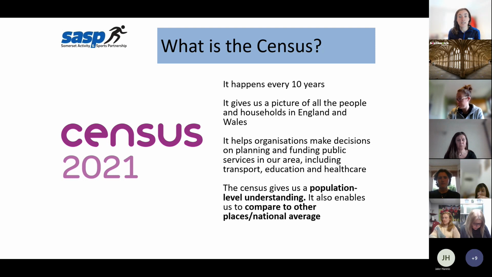It's a survey that happens every 10 years and it gives us a picture of all people and households in England and Wales. It helps organisations like ourselves make decisions on planning and funding public services, and that includes things like transport, education, healthcare. It gives us a population level understanding, but also enables us to compare to other places and to the national average. Quite a lot of the data can go into quite a lot of detail in quite granular areas and places, which is really useful for us in our work in Somerset.